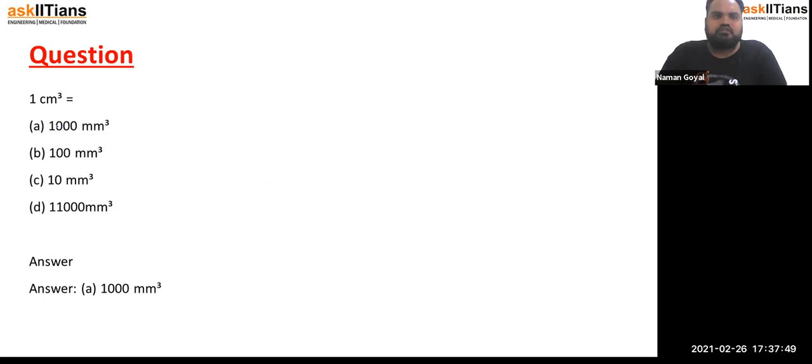Okay. Now see, it is asking for cube. So for cube, what we have to do is multiply. See, if I'm asking for 3 cube, it is 3 into 3 into 3. For square, we multiply 2 times. For cube, we have to multiply it 3 times. Now for 1 centimeter cube.